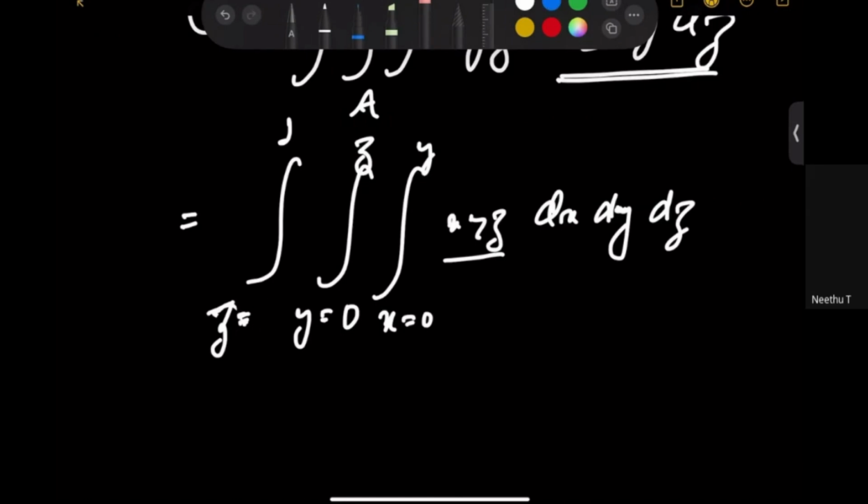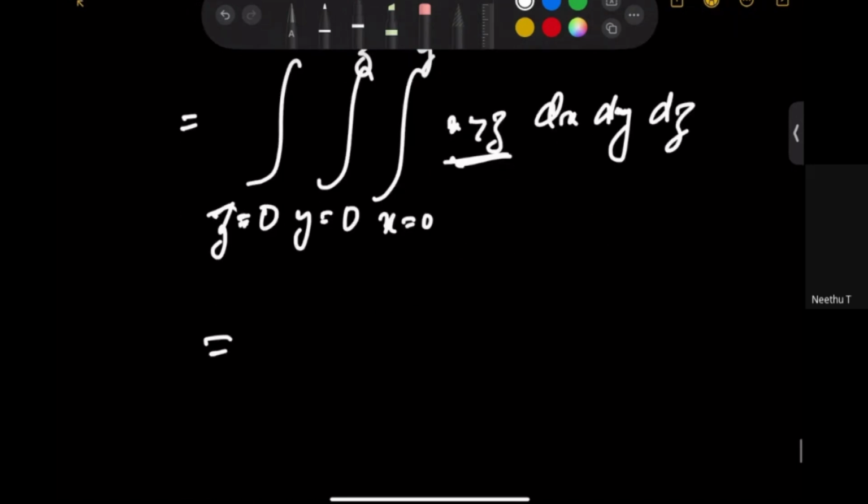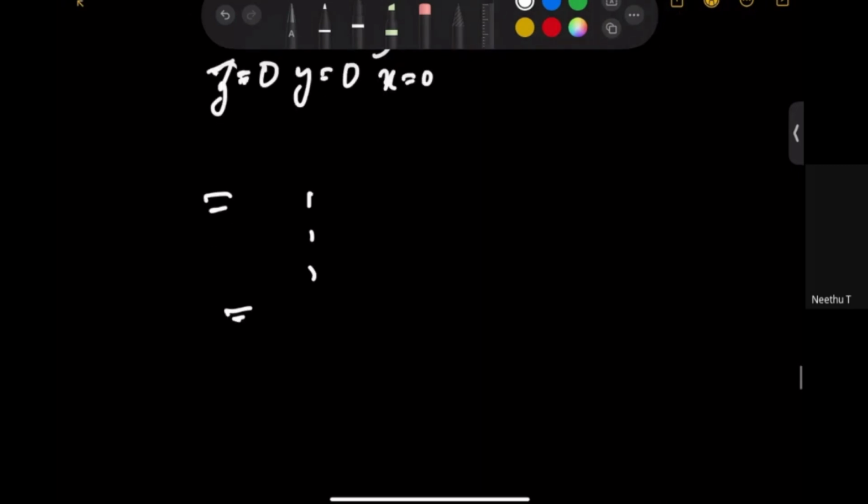0 to 1. Now you can do it very easily. All these things are very easy, and the answer is, I think, 1 by 48. So this alpha is 1 by 48.